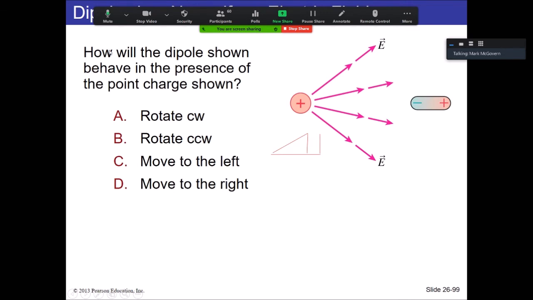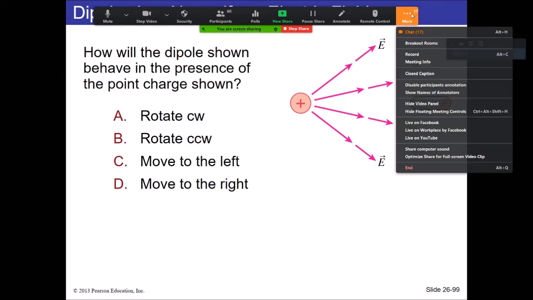How will the dipole shown behave in the presence of the point charge? What's happening here? We have a point charge.